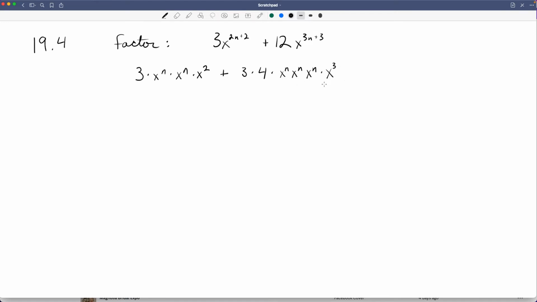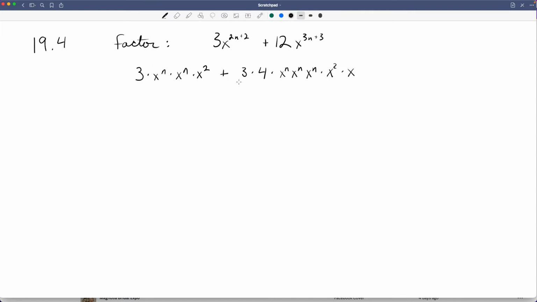Right? I can see that. Can you see that? And we can even break this down more. And we could say x squared times x. That's the same thing as x cubed. Now we can see how to factor that. We can pull out the things that are common from both terms.